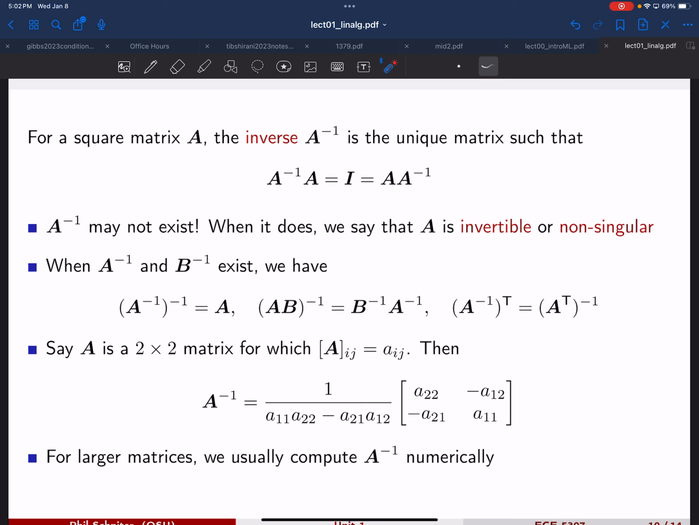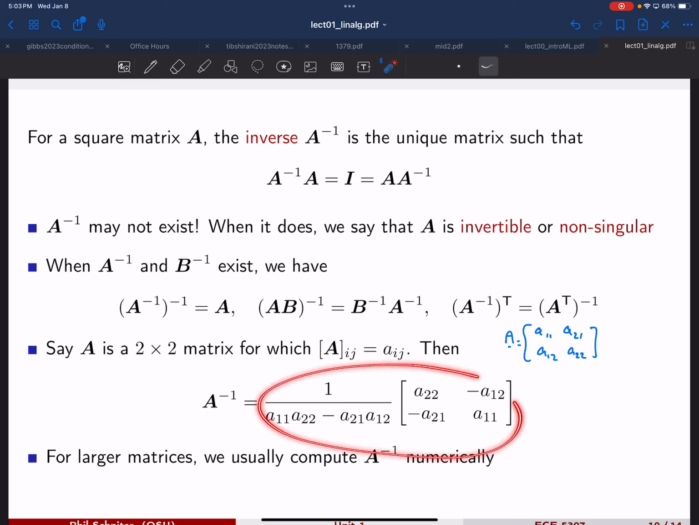Generally speaking, for large matrices, the inverse is a very complicated thing. It's something done with an algorithm. It's not something you can easily write down. But with a 2x2 matrix, we can write it down. So what we're saying here is if A takes this form, A11, A12, A21, A22, then to compute the inverse, what you do is you swap those two diagonal entries like this, you negate the off-diagonal entries like this, and you divide by this thing, which is the product of the diagonals minus the product of the off-diagonals.